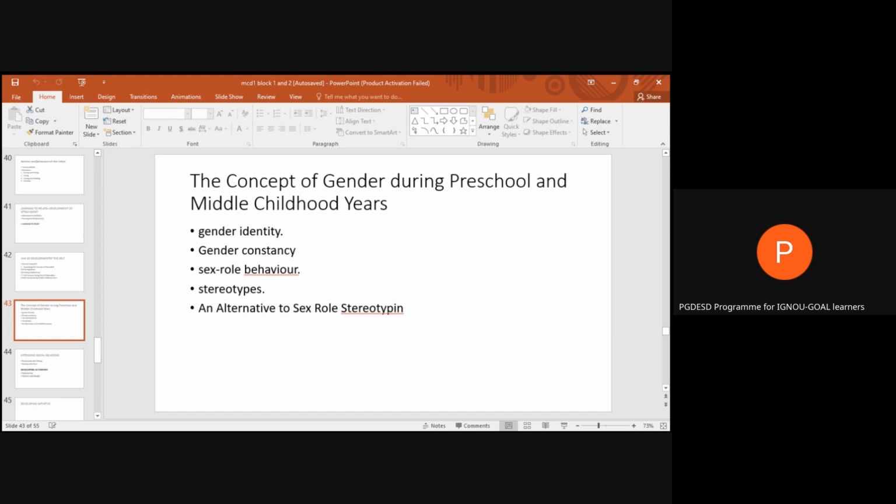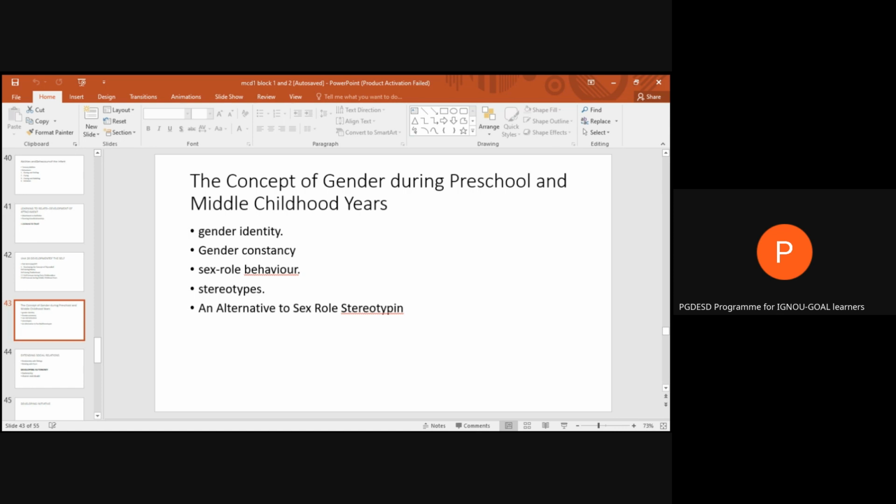The concept of gender during preschool and middle childhood years. As you know, the self concept also includes one's concept of gender. The concept of gender develops during the preschool years, like gender identity. They will also be able to tell you whether they themselves are a boy or a girl.